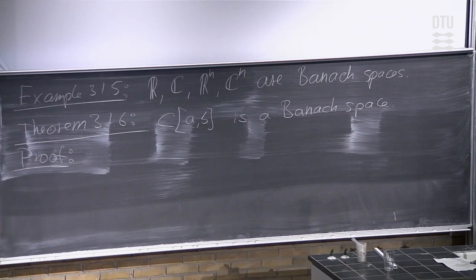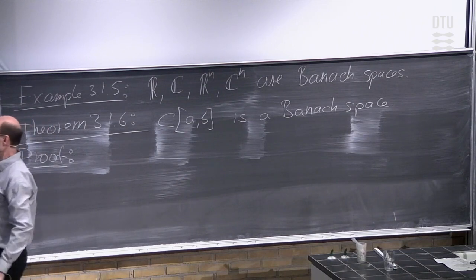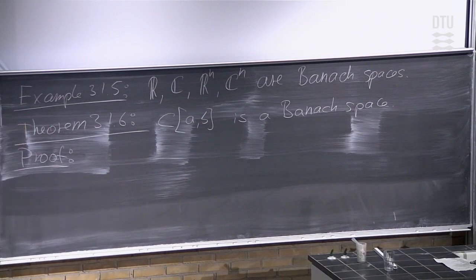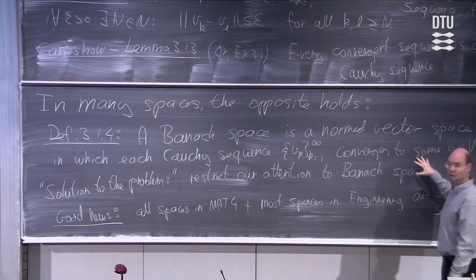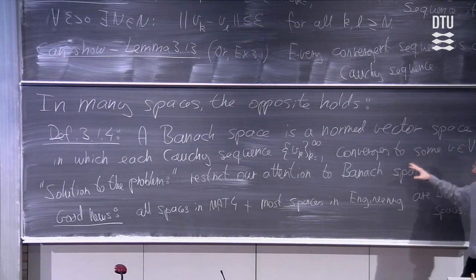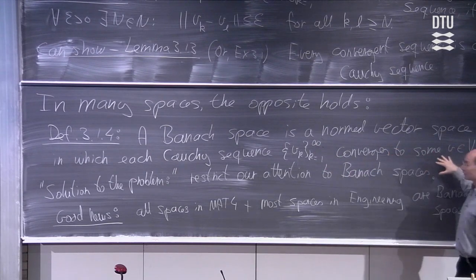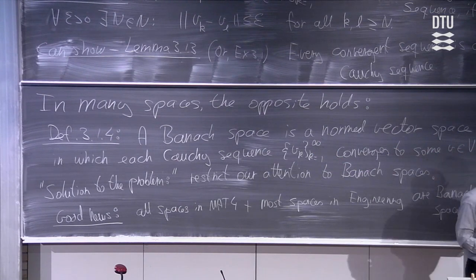So in order to give the proof for that, you need to look exactly at what the definition says. The definition says a Banach space is a normed vector space in which each Cauchy sequence actually converges to some element in the space. So that means the definition tells us how we shall prove this statement. We need to start with a Cauchy sequence, and then we need to show that it converges to some element in the space.